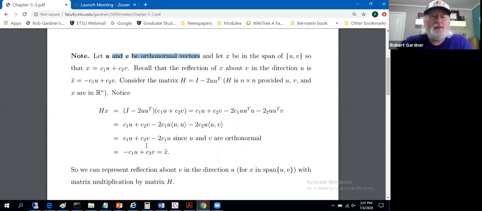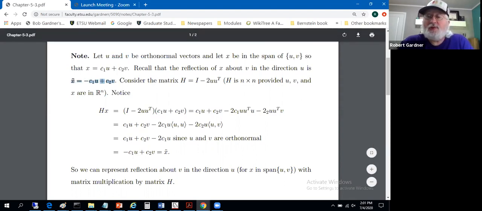And you do the arithmetic. We've got c1u minus 2c1u, leaving us with negative c1u. And the c2v part has come along for the ride. And there you go, that's x tilde, and that's what we were looking for. We were trying to produce that vector with matrix multiplication, and there's how you do it.